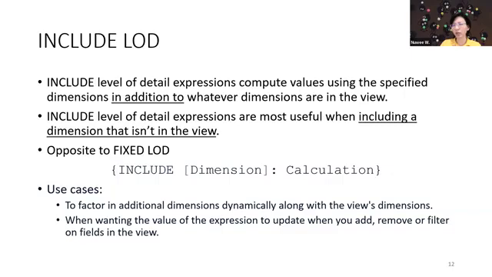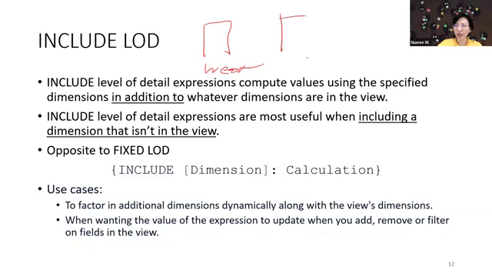The use case of the include one is to factor in a dimension dynamically along with any view dimensions that we already have, right? So we want to use this when we want it to keep updating. When you add some filters in or when you remove some filters, you want to also factor in this dimension or group by this dimension. For example, you want to calculate average customer spend per region, right? You have a bar chart showing 4 regions, like what we have, right?